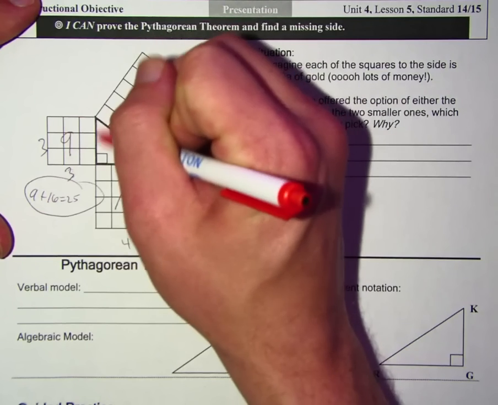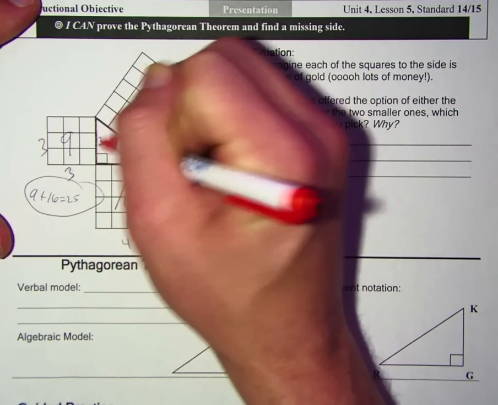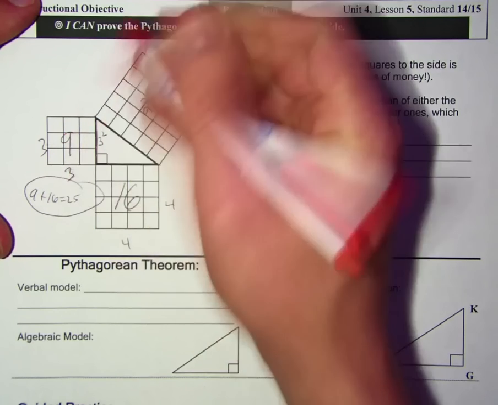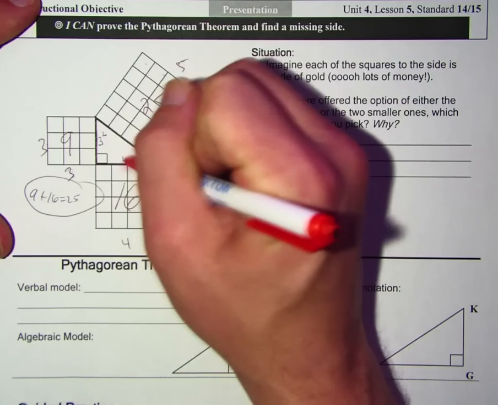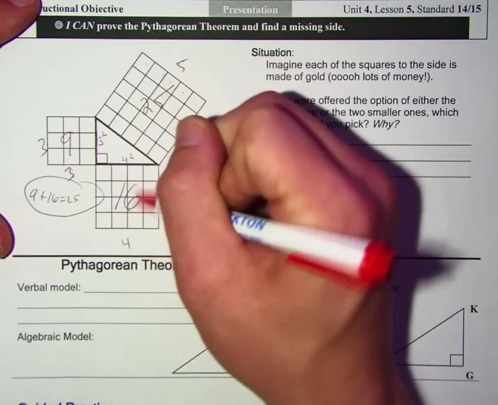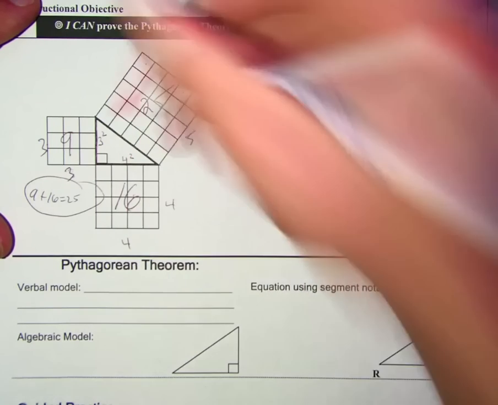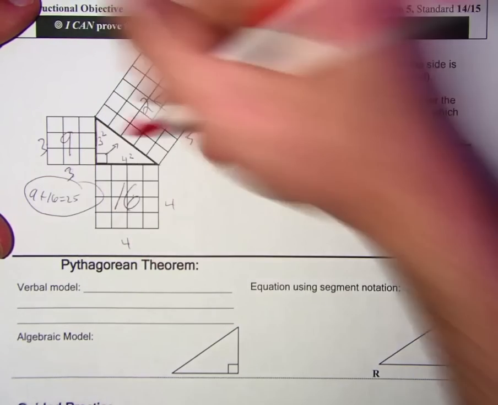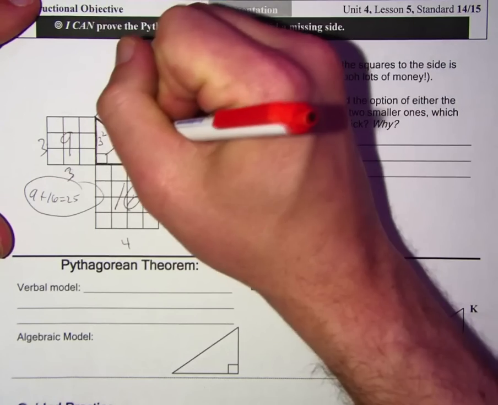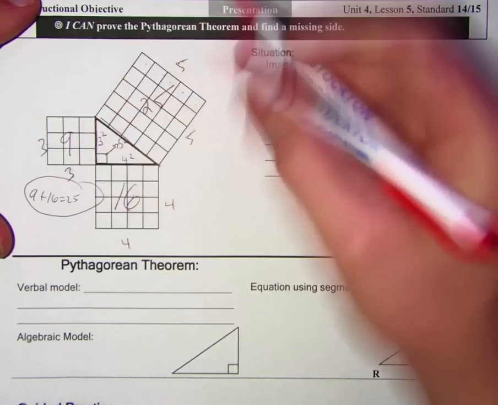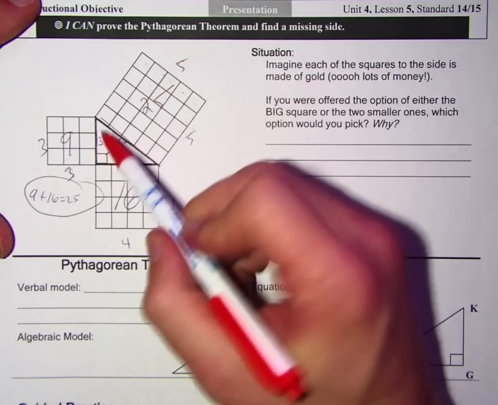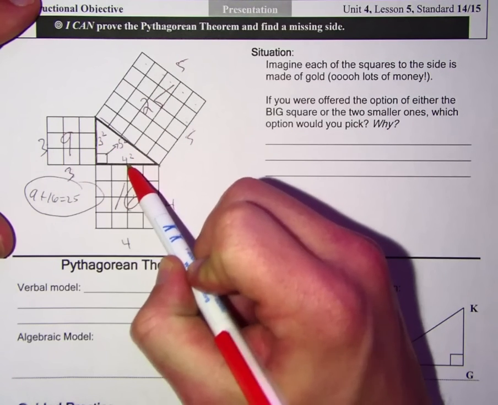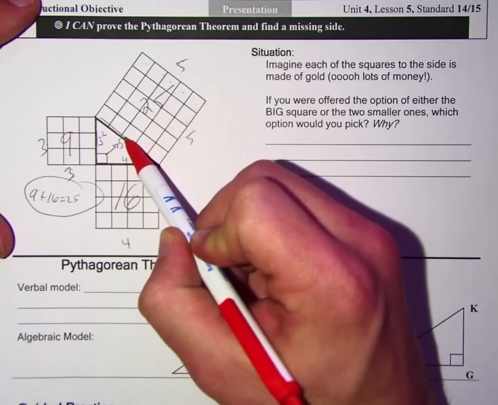If you take this side length right here of 3 in the right triangle and you square it, 3 times 3, that's 3 squared, or 9. If you take this side, 4, and you square it, 4 times 4, you get 16. And if you take the side opposite the 90, called the hypotenuse, this side is 5, and if you square it, you get 25. It turns out that this side squared plus this side squared equals the hypotenuse squared.